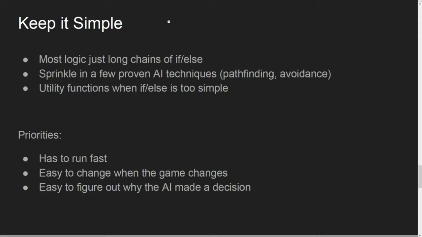I forget what the next slide is. Oh yeah, this is my conclusion from the technical side. How we work with AI is we try to keep it as simple as possible. Most of our logic is just long chains of if-else, which we are getting pretty good at managing. We have abstraction layers over that. And our priorities are, it has to run fast, and it has to be easy to change when the game changes. That's a very important thing, which prevents us from using more fancy machine learning things, because those tend to be harder to change, or they take longer to train, things like that.